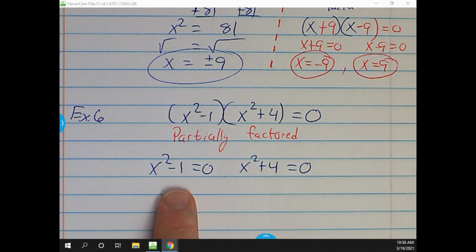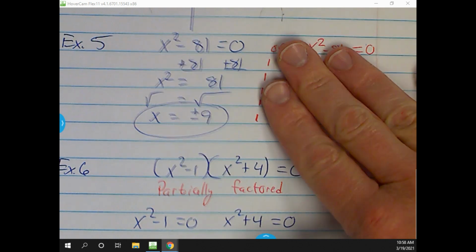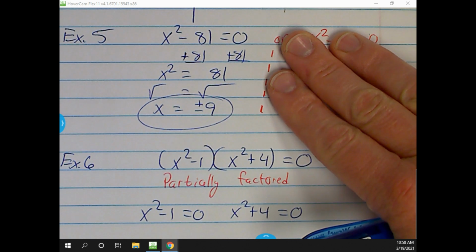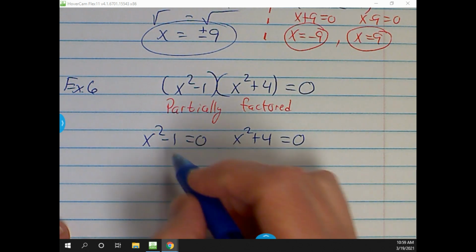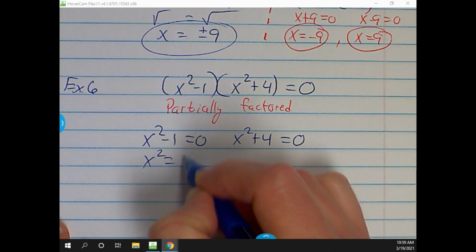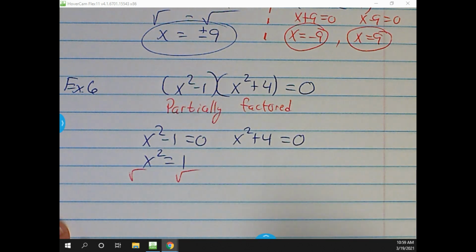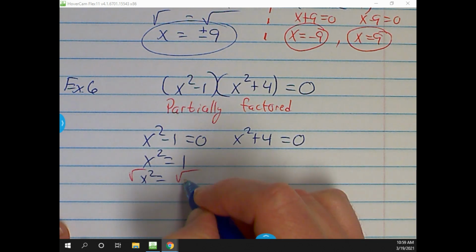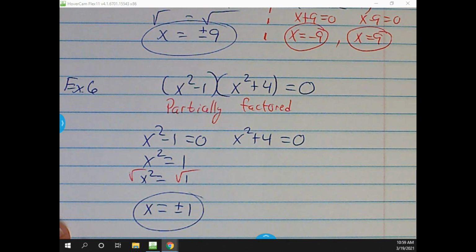But if we do that, doesn't this one look a lot like that one now? If we take out the factoring part of here, that looks a lot like what we've got here. So for this one, we can go ahead and just move this one over and then square root both sides. Square root of 1 is just 1, so we get plus or minus 1.